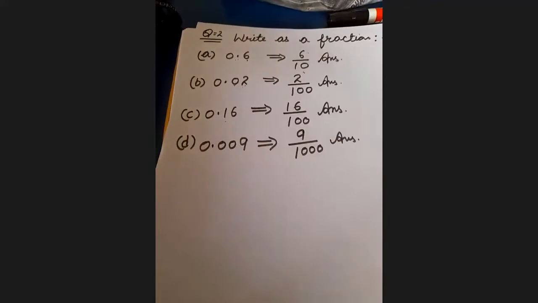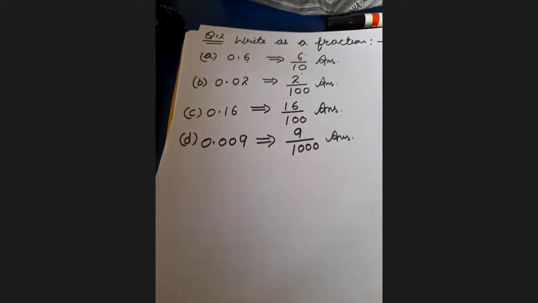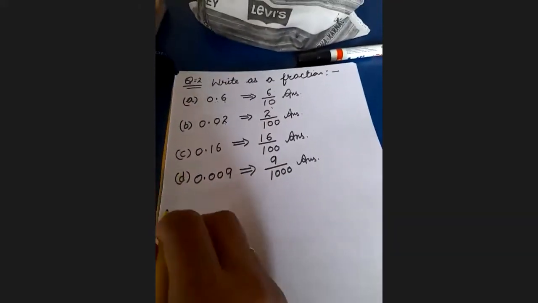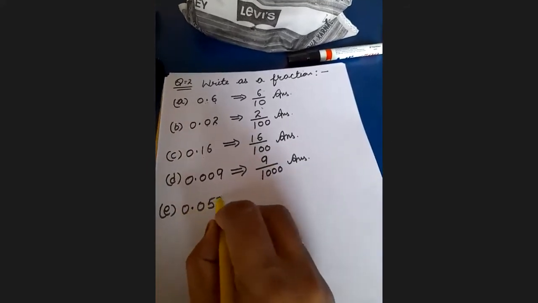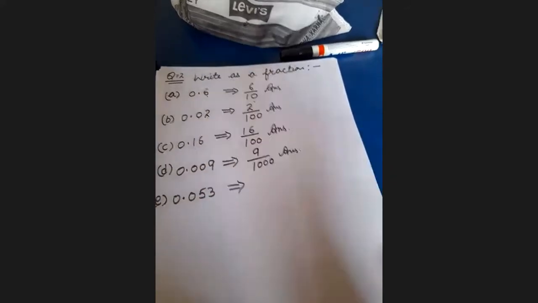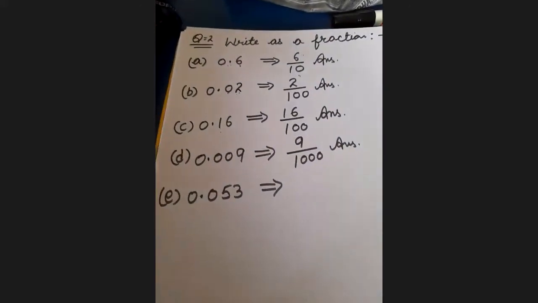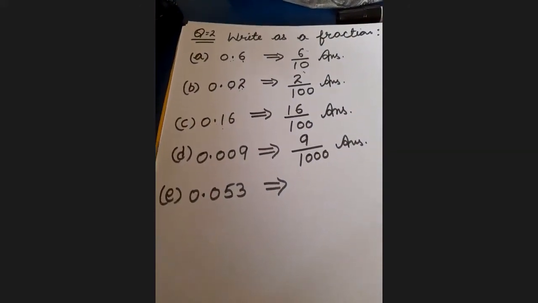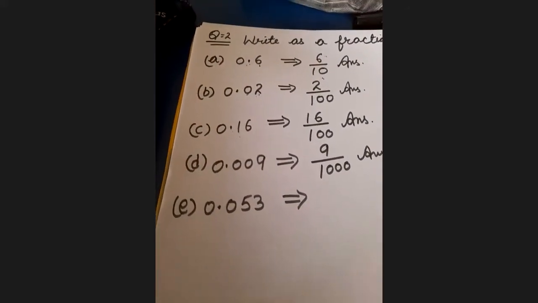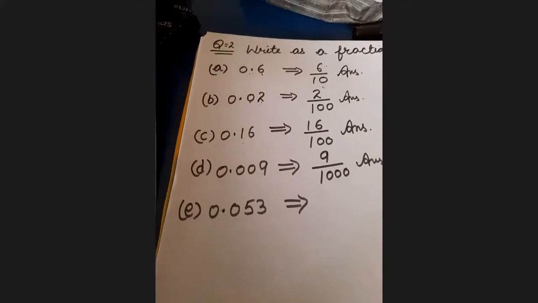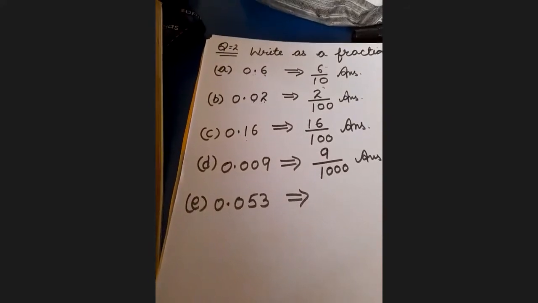Next is part E, 0.053. Now, after the decimal, we have 3 digits, 0, 5, and 3. So we'll write denominator 1000. So the number is 53 upon 1000.